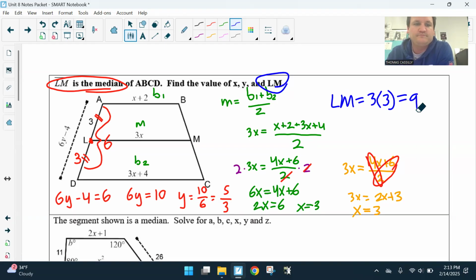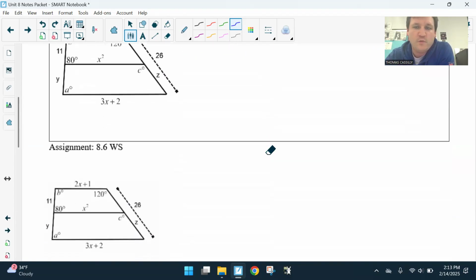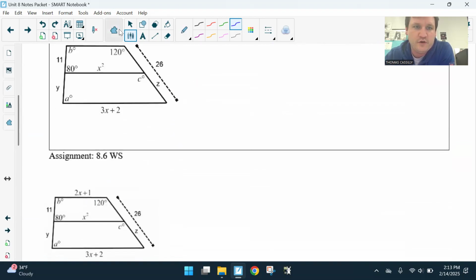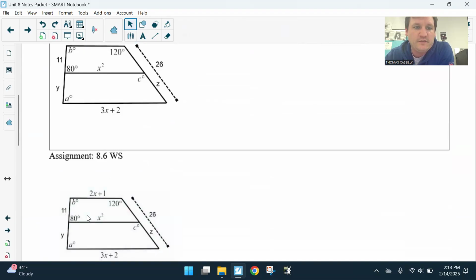And that one's done. All right, I got one more for you. The segment shown below is a median. Here's what I'm going to do. I'm going to do the angles on this top one, and then this is the same picture down here. I'm going to do the side lengths down here.